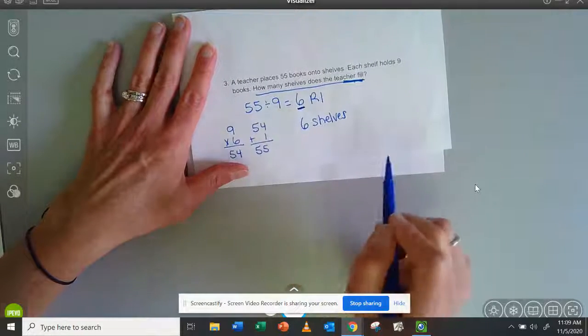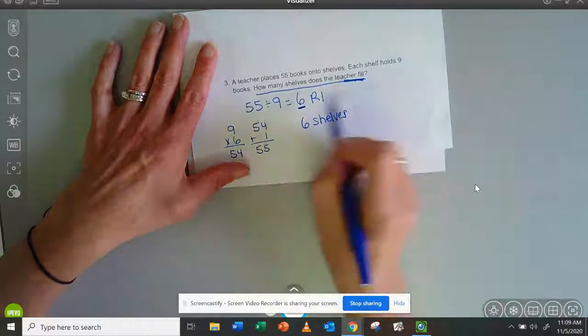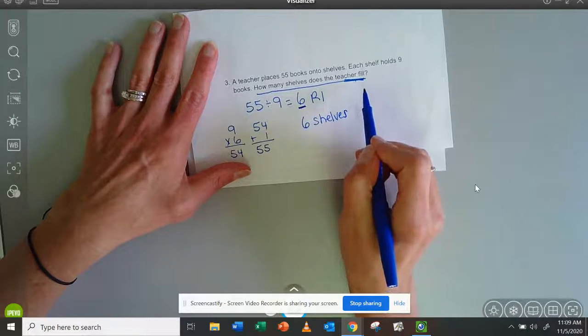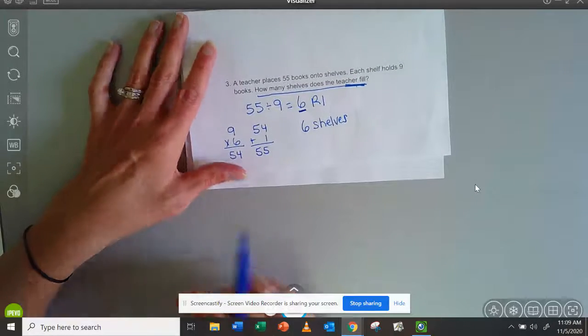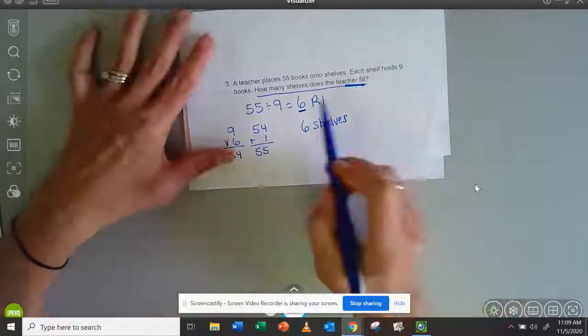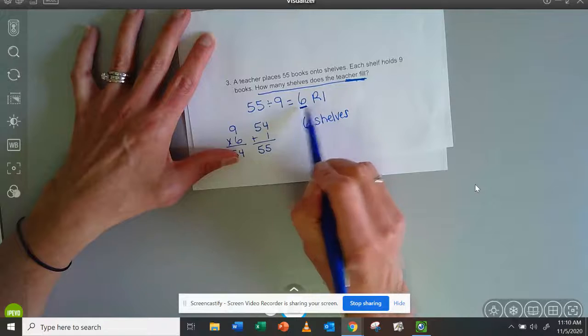If it said how many books could not fit on the shelves, the answer would have been 1. I would have used my remainder as my answer. So usually when you're interpreting remainders, you're either going to add on 1 to your quotient, leave your quotient and just use it like that, or your remainder will be your answer. Those are pretty much your 3 options there.